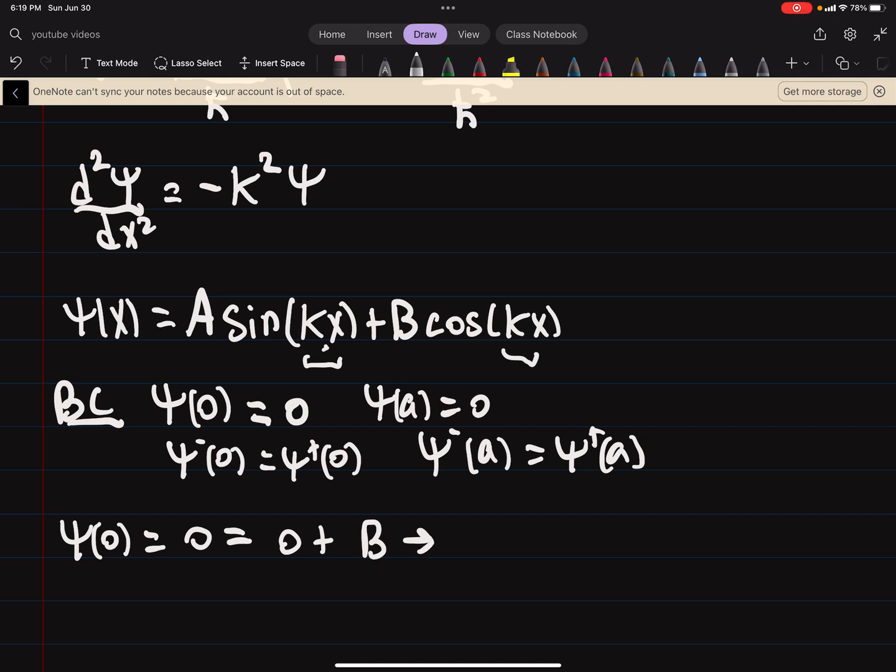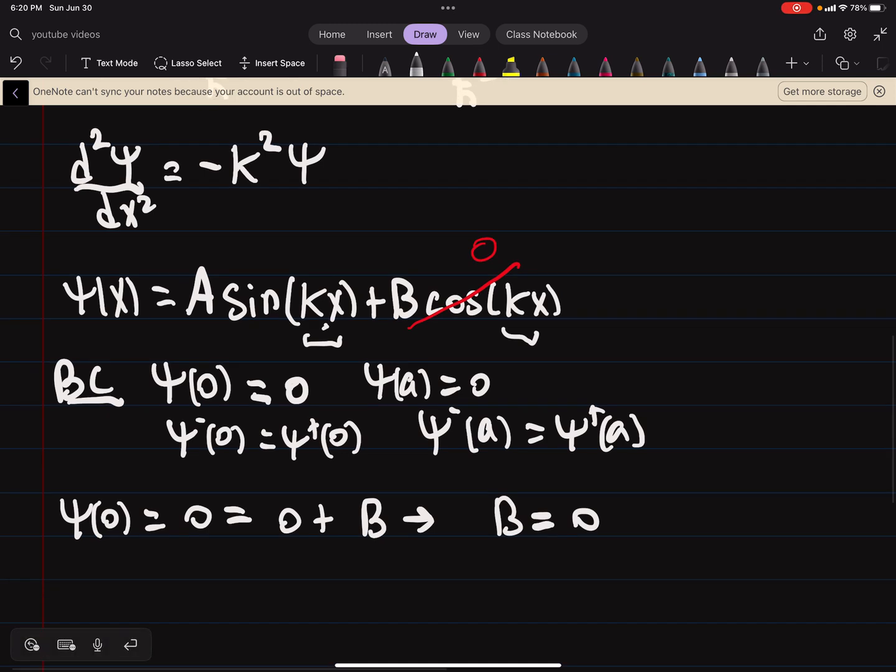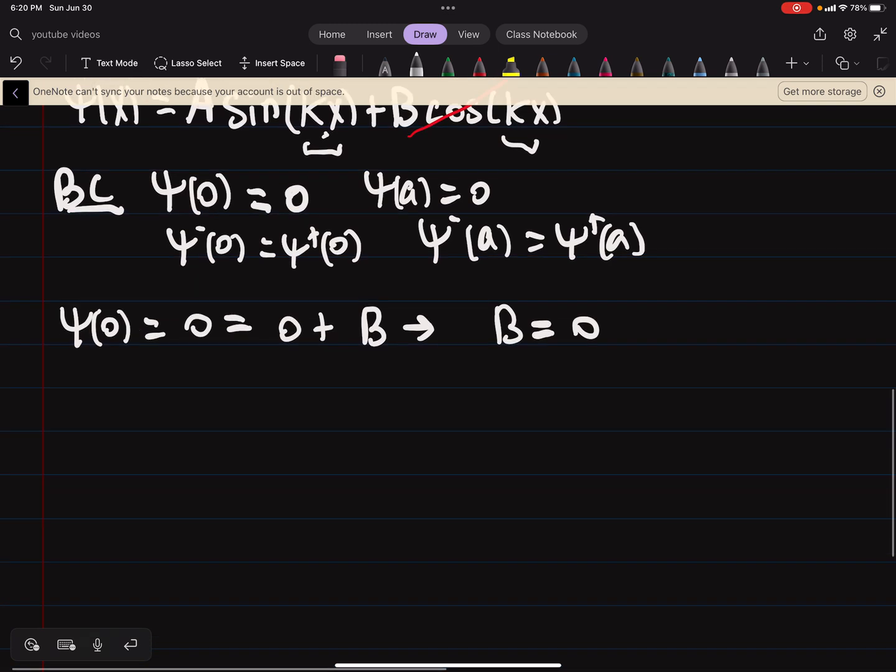So from this first boundary condition, we can see that b equals 0. In other words, we don't even have this cosine term. Okay? So we have that. So we can really write psi of x as A sine of kx. Great.